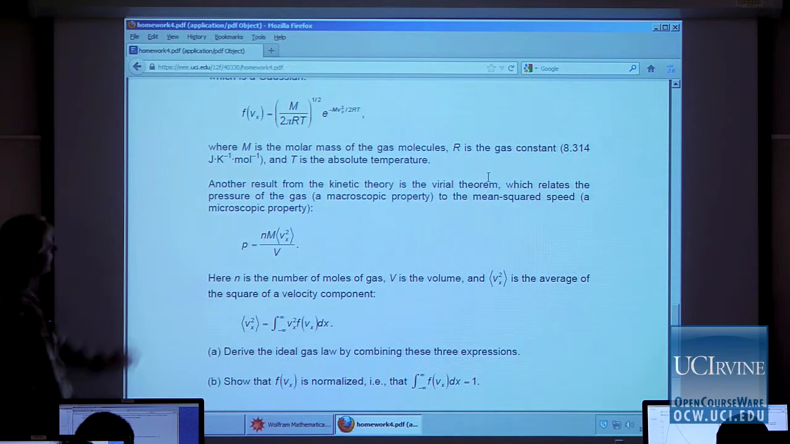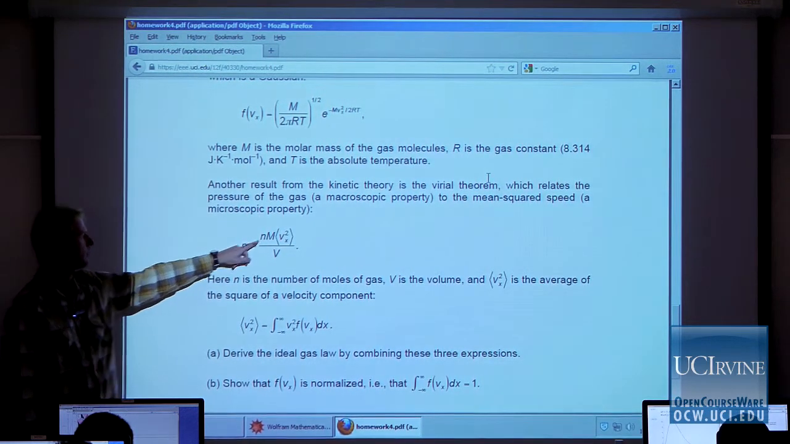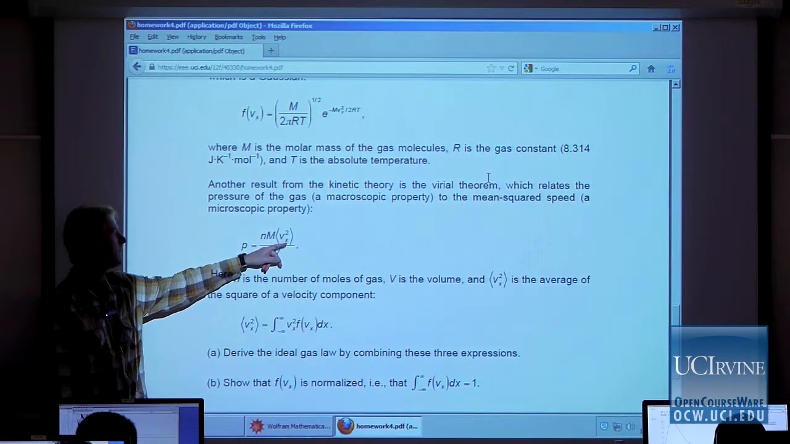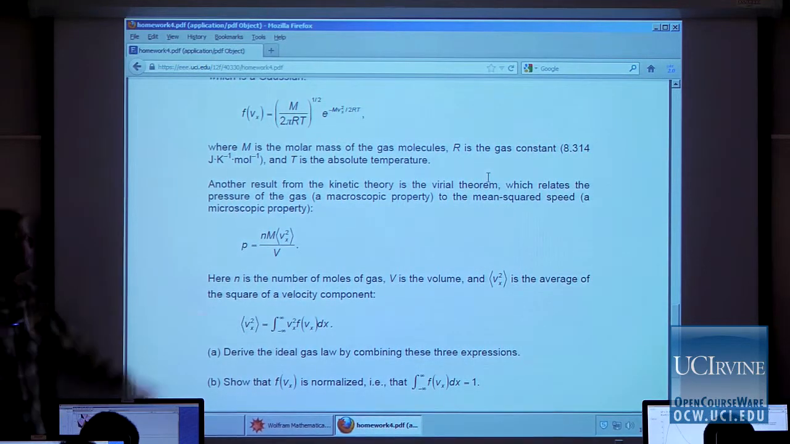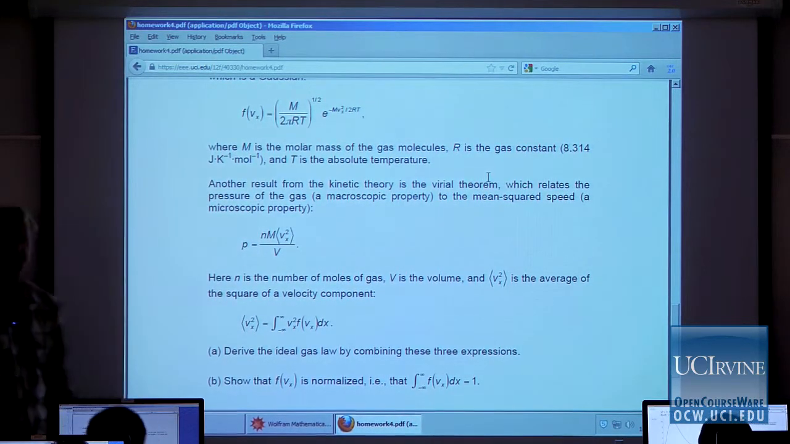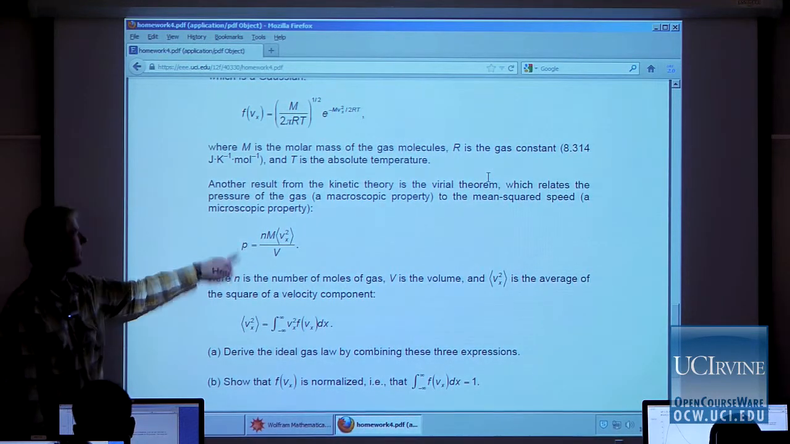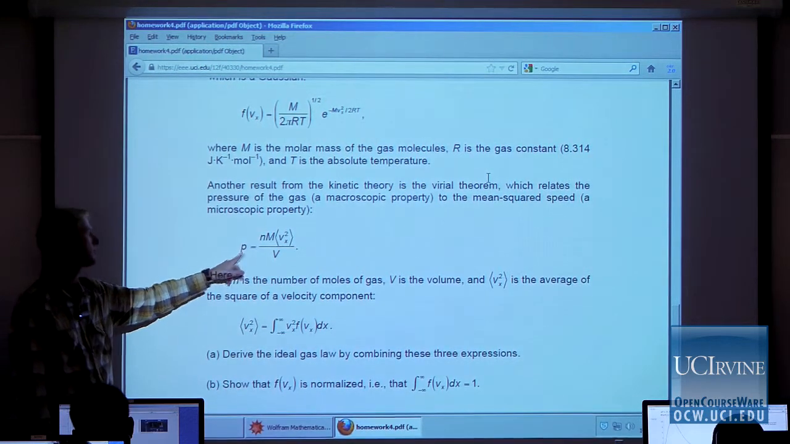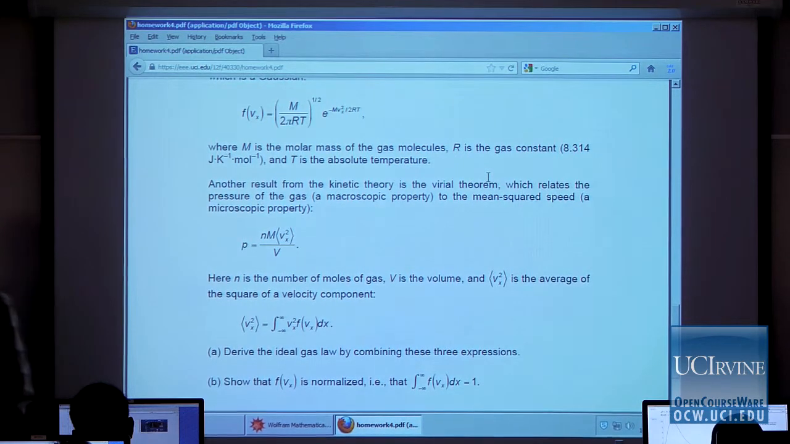So kinetic theory tells us that the pressure is equal to the number of moles of gas times the molar mass times the mean square of one of the components of the velocity, divided by the volume. This is what you call a microscopic formula. It relates a macroscopic quantity, the pressure, to microscopic behavior, in other words, the average of a velocity component.